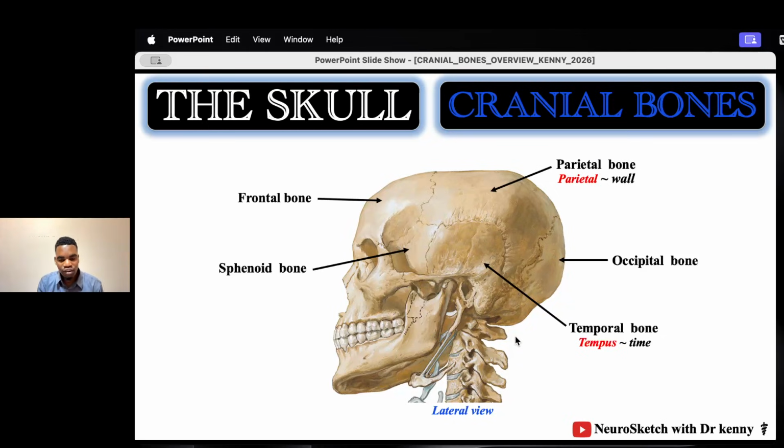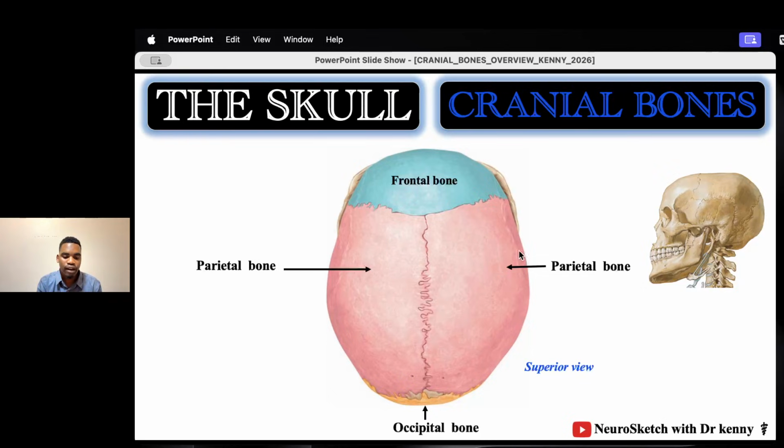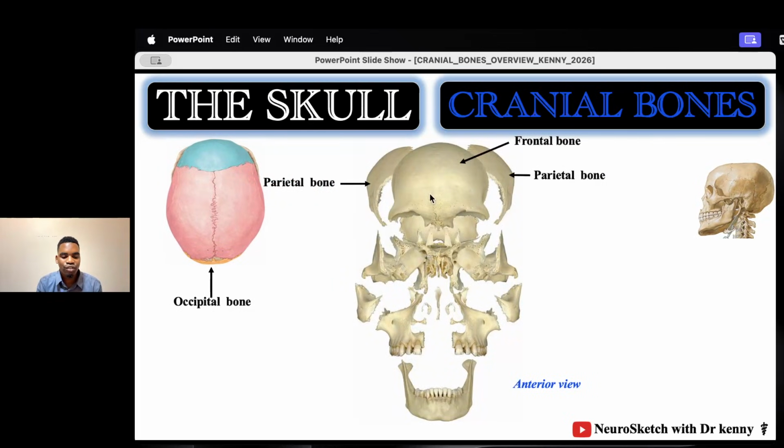And to wind up, on the superior view, you can see we have 1 frontal bone, 2 parietal bones, and 1 occipital bone. So only 4 bones can be viewed from the superior view. And if you go to the lateral view of the cranium, you will see we have 1 frontal bone, 2 parietal bones, and the occipital bone, which is found posteriorly, and we have also seen the temporal bone, the time bone, the bone that signifies change in time, aging. And this is the temporal bone.